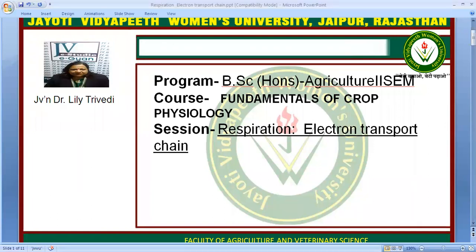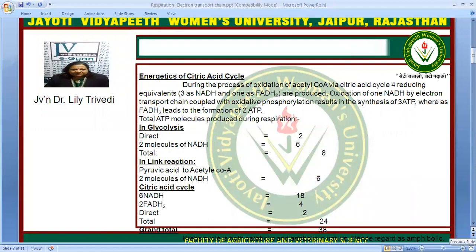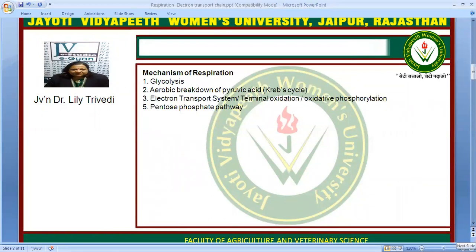Now in the previous lecture we have already studied the Krebs cycle and glycolysis, and today we are going to study the electron transport system, that is the terminal oxidation or oxidative phosphorylation, and also the pentose phosphate pathways.